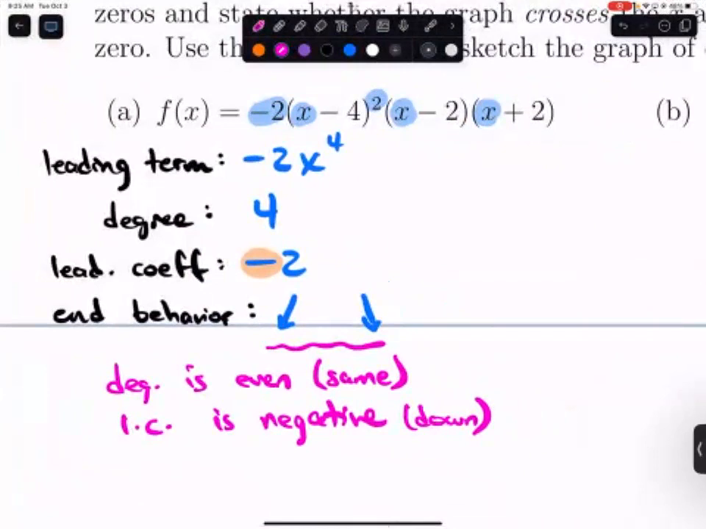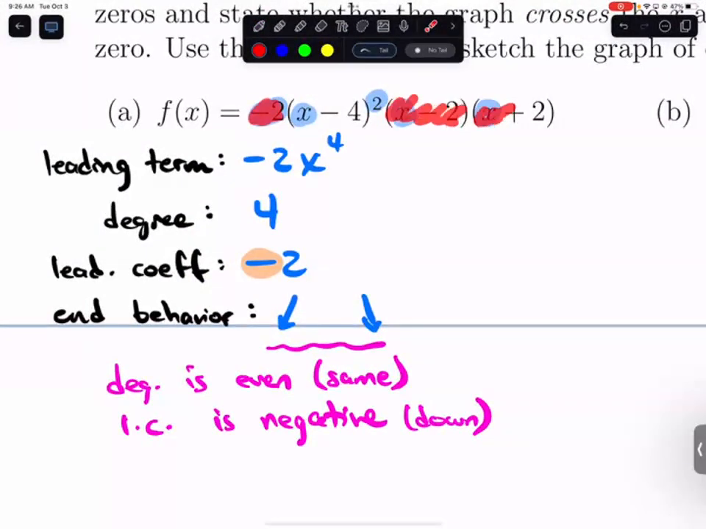All right, zeros. Zeros means setting the whole thing equal to 0. So if I set the whole thing equal to 0, the zero product property says I get to set the individual pieces equal to 0. So either that equals 0. If that equals 0, what do you get? 4, right?